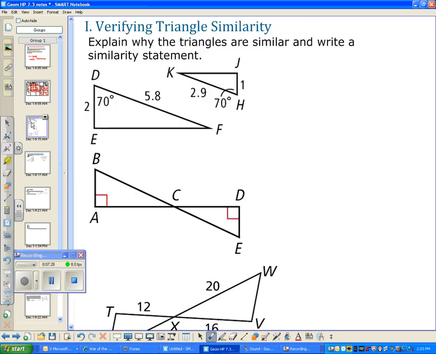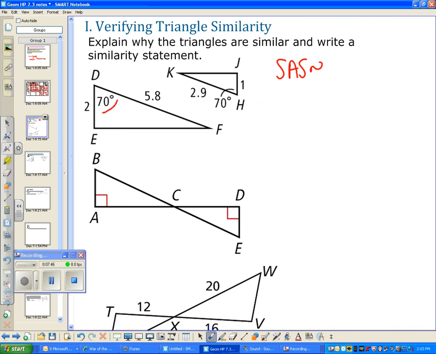Okay, all right, so what you're going to be doing is verifying triangle similarity. So explain why the triangles are similar and write a similarity statement. So these ones, we have a side angle side, side angle side, so they should be similar by side angle side, but you need to verify it.